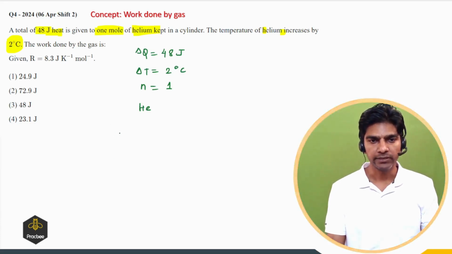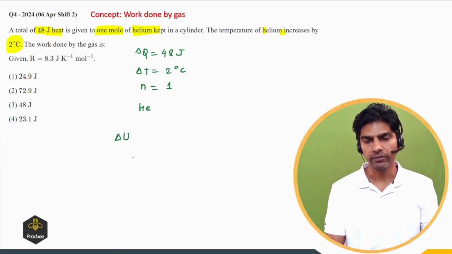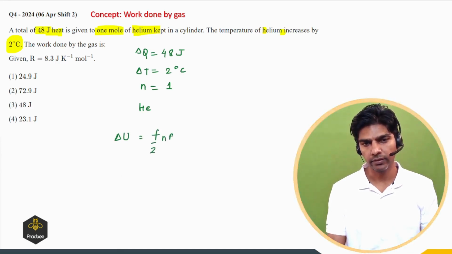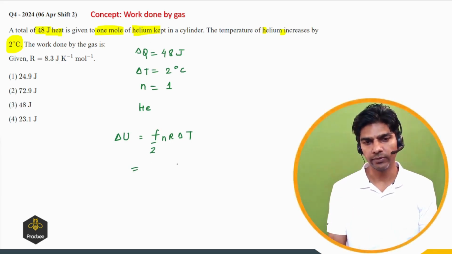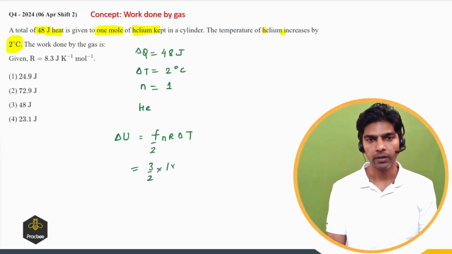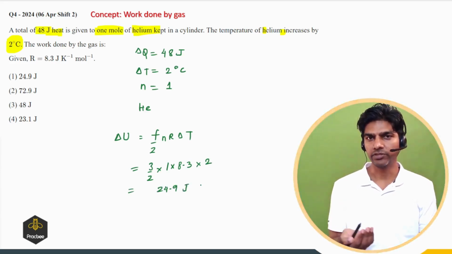So now let us see what is the change in internal energy of the gas, and this is given as F by 2 nR delta T. So it is a monatomic gas. In case of a monatomic gas, the degree of freedom is 3, 3 by 2, and the number of mole is given as 1. R is given as 8.3, and the increase in temperature is given as 2. So this comes out to be 24.9 joules.